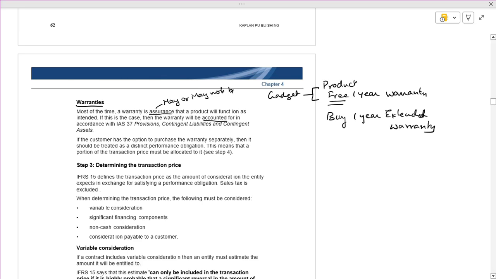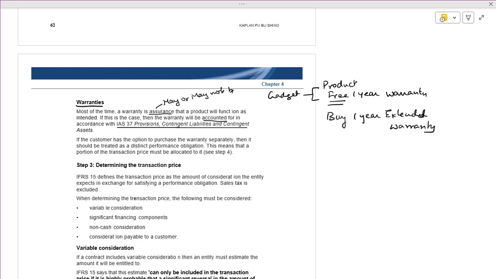See, warranties: previously they used to have a guarantee. Now they have removed the word guarantee and replaced it with warranty. It comes under the category of IAS 37, Provisions, Contingent Liabilities and Contingent Assets. How we have to treat the warranties is very important. If you cover this IFRS 15 lecture completely, automatically you are thorough with the concepts.